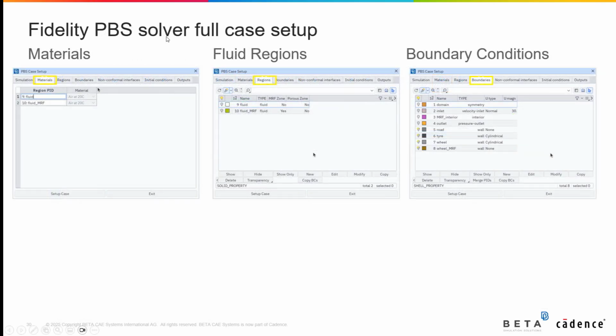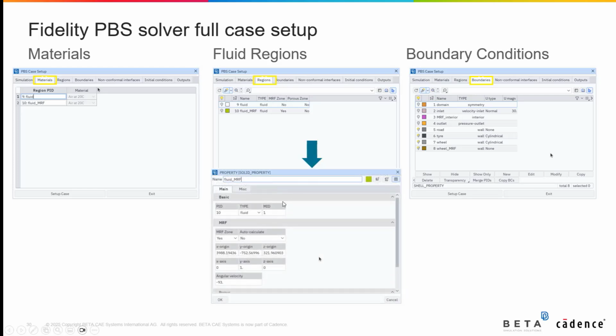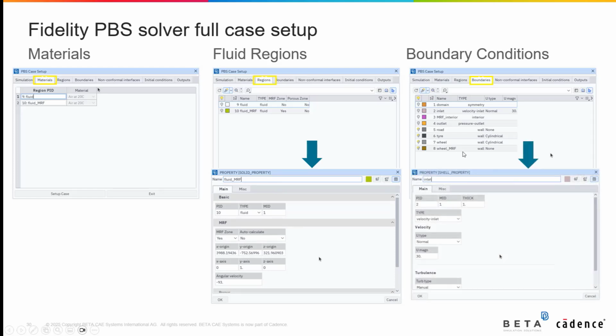Then in the second tab, they can specify the materials that will be used, then the fluid regions that are present in the model and the boundary conditions. So for every fluid region, for example, you can specify if it's an MRF zone or if it's a porous zone, and so on. And from boundary conditions, you can specify parameters like inlet velocity, etc.